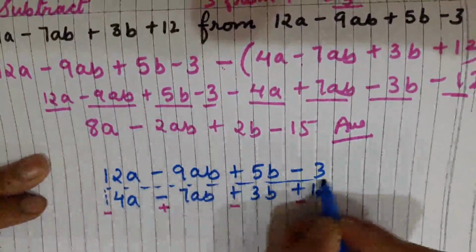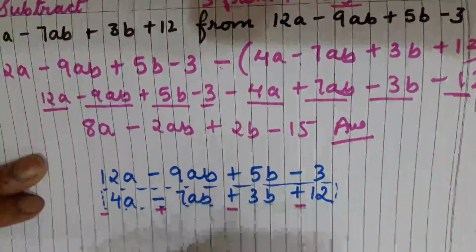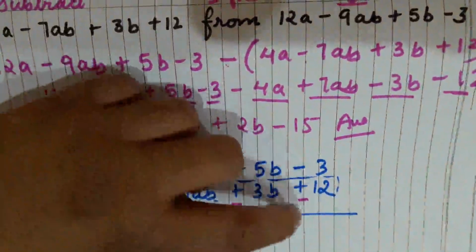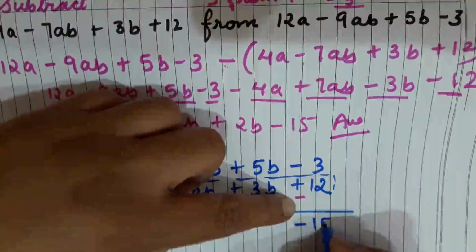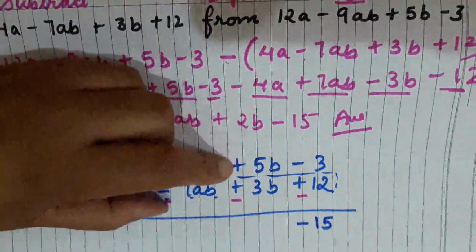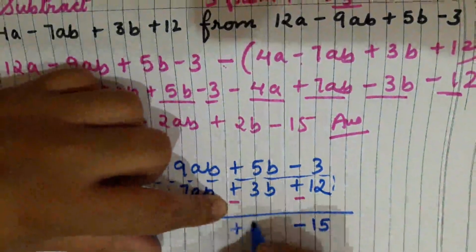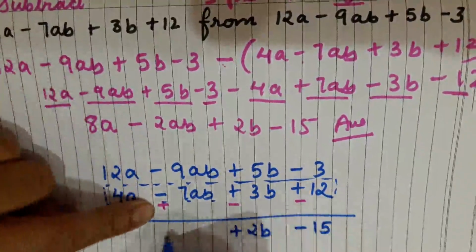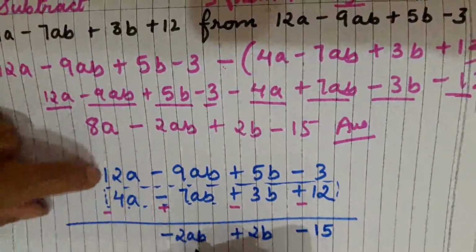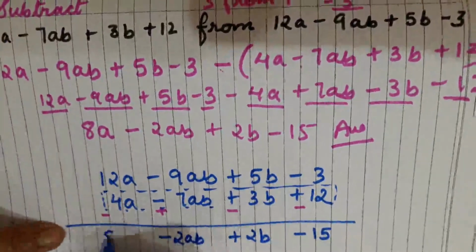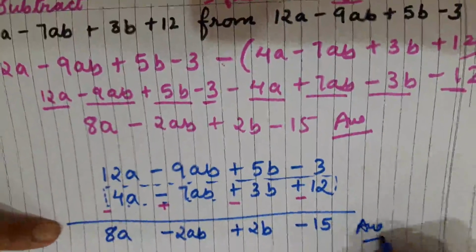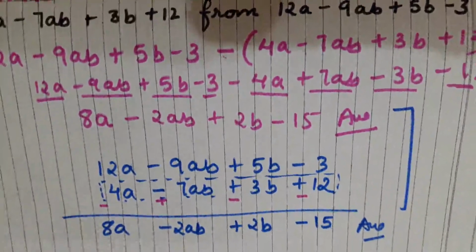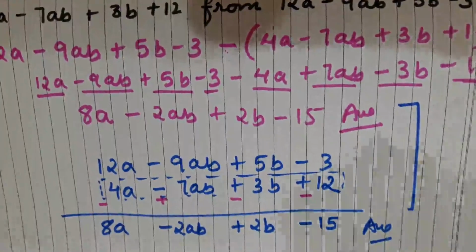Now the below portion, whatever sign it had, no matter, because we have changed it. So how can you do subtraction? Minus 3 minus 12, you will have minus 15, plus 5b minus 3b, you will get 2b, minus 9ab plus 7ab, you will get minus 2ab, 12a minus 4a, you will get 8a. So see, you are getting the same answer in both cases. So both methods are right. You can use any method. Let's move to the next question.